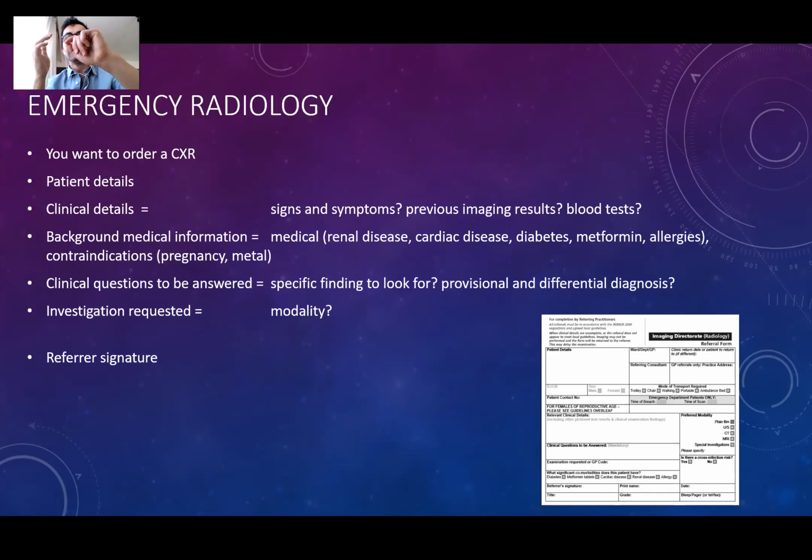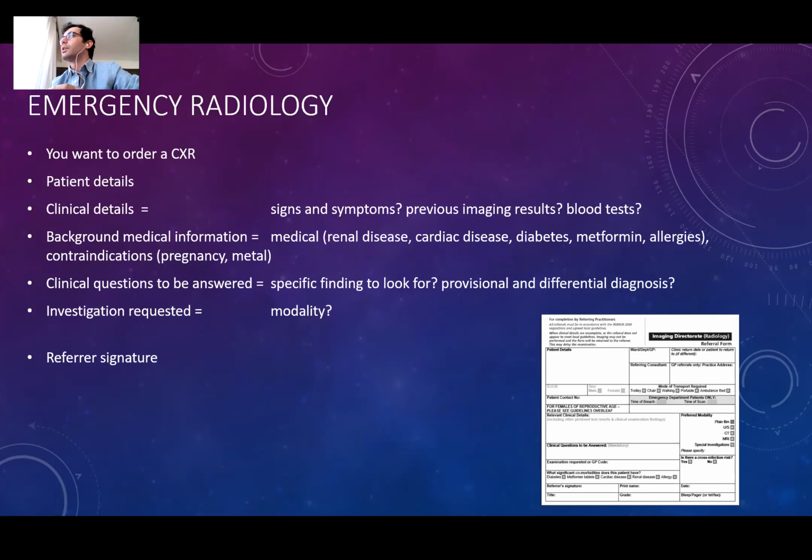But if you're ordering, for example, on paper, writing the name, names can easily be missing. They can easily get mixed up, right? So you need to enter the date also. That's also important. Also, background medical information. Does the patient have any medical disease, like cardiac disease, diabetes, for example, or any contraindications? Also, you need to state the clinical question to be answered.